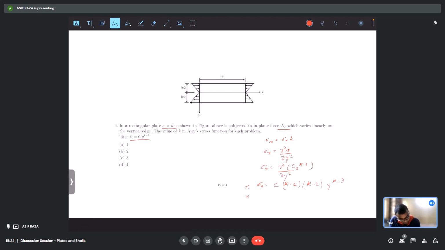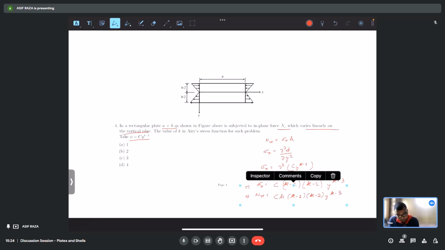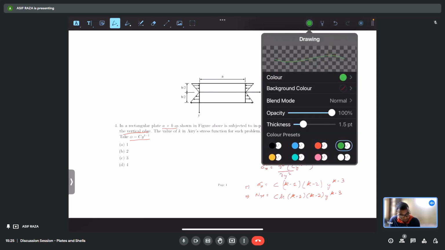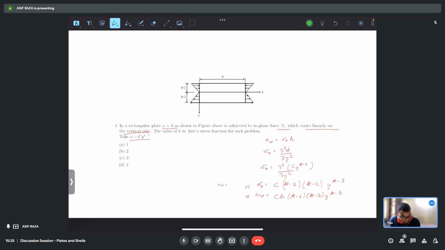So finally Nx would be equal to C times h^(k-1), (k-1)(k-2) and y^(k-3). According to the question, it varies linearly on the vertical edge. So as you see, there is a dependence of y as in power k minus 3 in this equation. So k minus 3 would be equal to 1. That will give me k equal to 4.